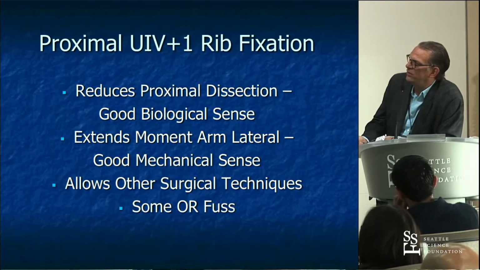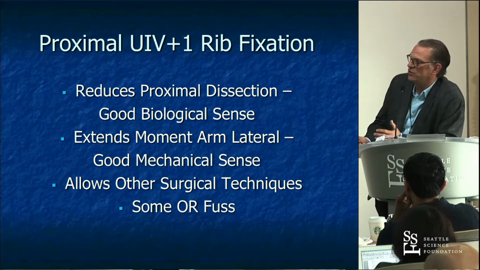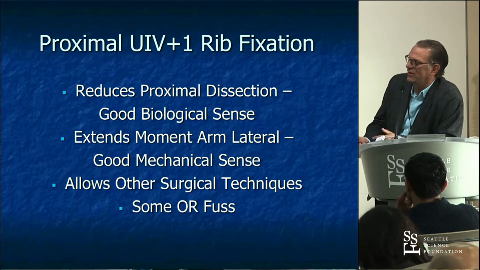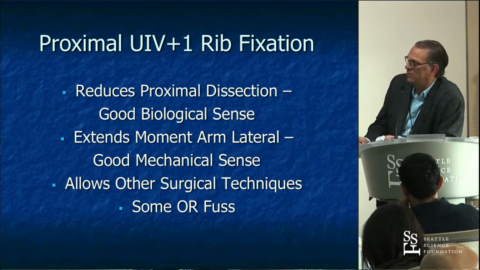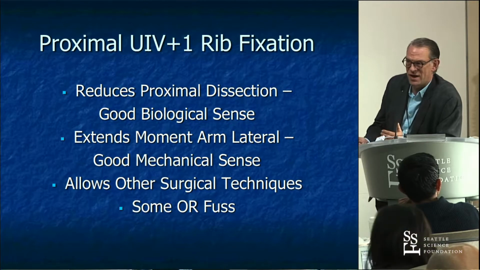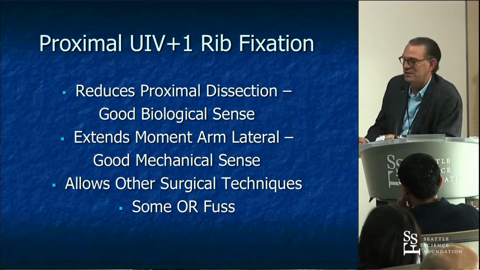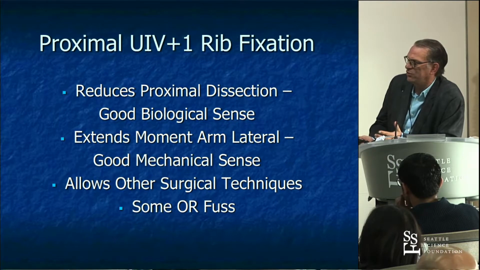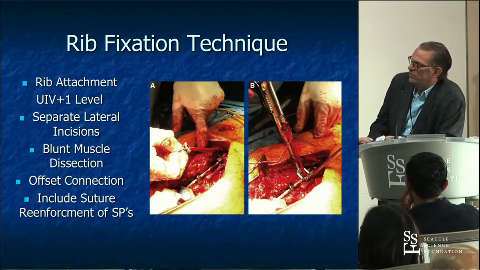So why I think that's a good idea: I think it reduces the proximal dissection. I do this through separate incisions lateral to the main spine incision. It extends the moment arm laterally, so I think it makes good mechanical sense. It allows other surgical techniques. You can do it with hooks if you like hooks at your upper level. You can do it with a spinous process tether. I've done that now in one patient with Ehlers-Danlos syndrome where I was really worried about soft tissue failure, so I did both rib fixation and spinous process fixation in her. It does create some significant OR fuss, maybe another 20 minutes of operating in order to accomplish this at the end of a long case. So this is what it looks like.